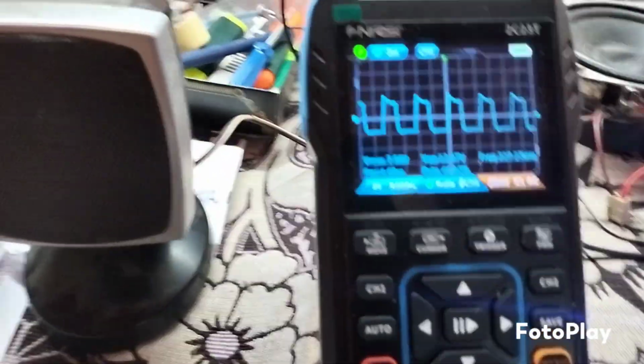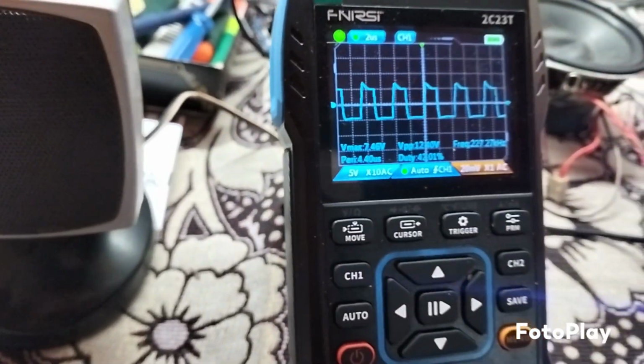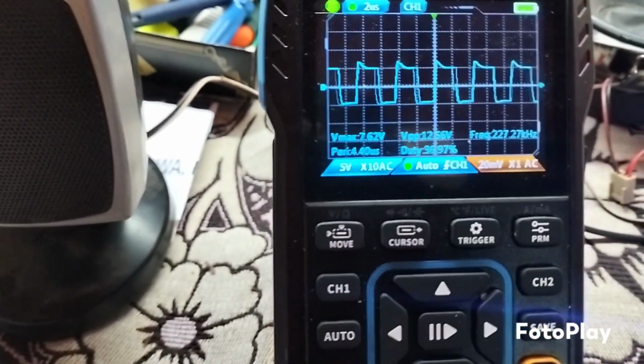You see there is a fixed frequency of 227 kilohertz.